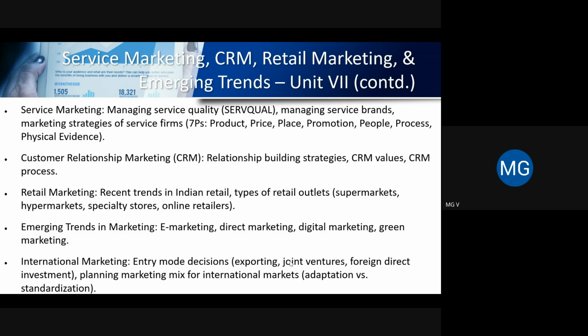International marketing involves marketing goods and services across national borders. Entry mode decisions involve choosing the best way to enter a foreign market, for example, exporting, joint ventures, or foreign direct investment. Planning the marketing mix for international markets involves deciding whether to adapt the marketing mix to local conditions or standardize it across markets. For example, a service firm might use the SERVQUAL model to identify gaps in service quality and improve customer satisfaction.